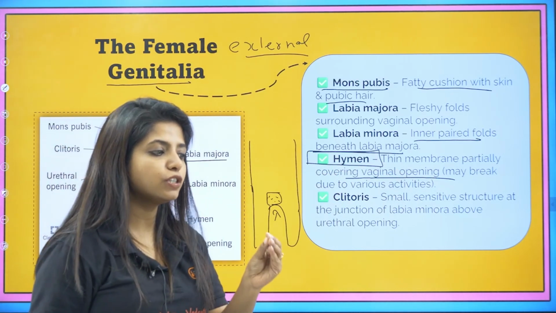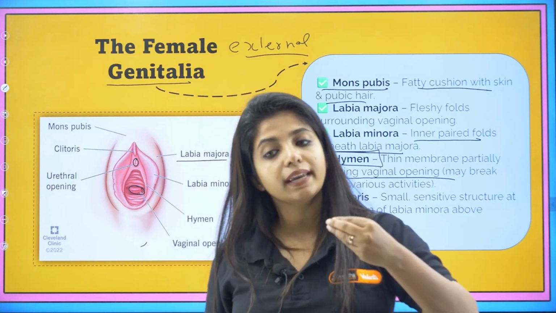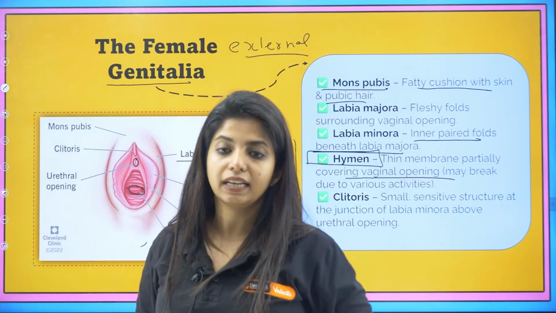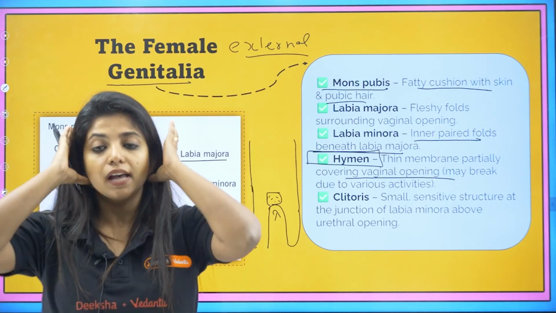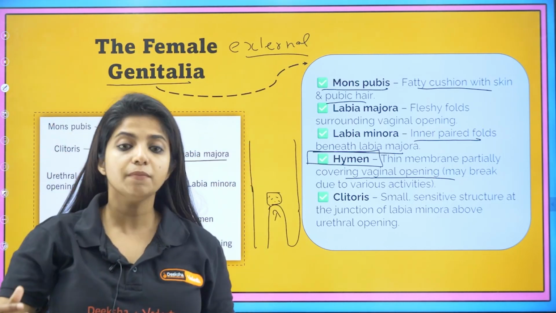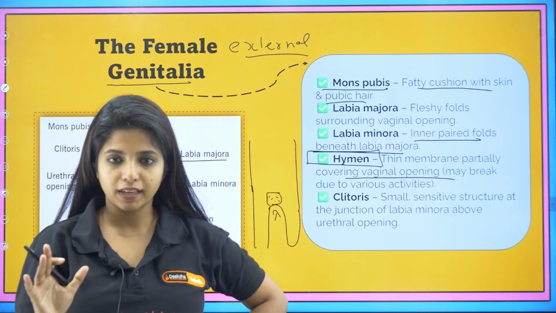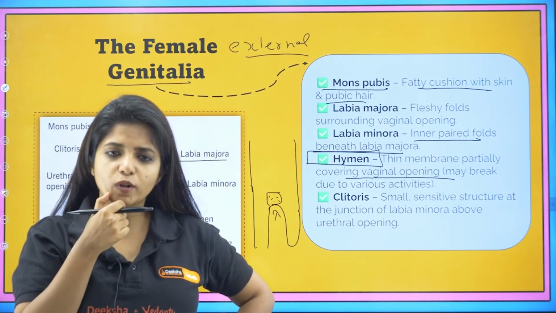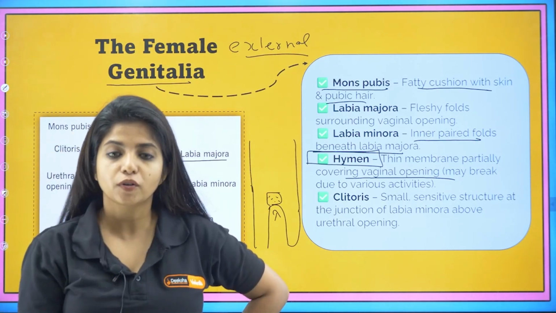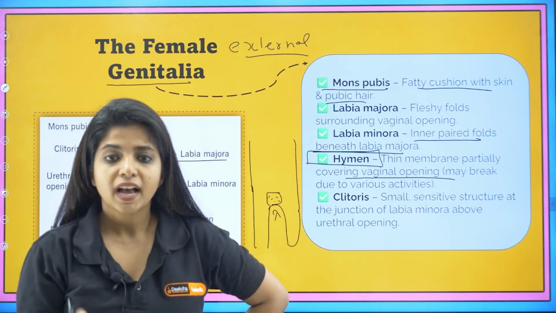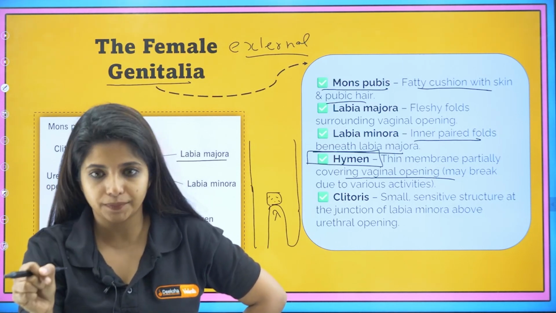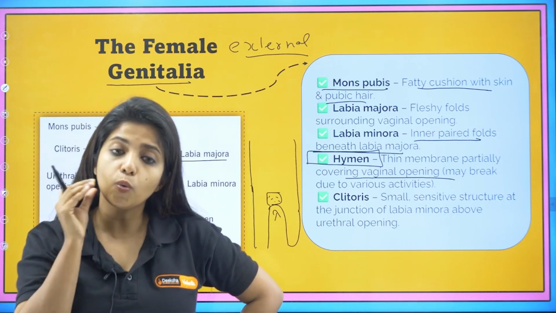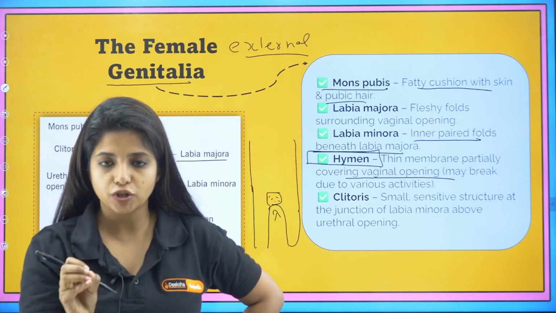For example, a person who does horse riding, or a person who is very active in physical activities like exercising or sports, there are high chances that the hymen might be torn. People initially, long back, and some people even now, since they do not have much knowledge about it, think that hymen is a sign of virginity and it only breaks during sexual intercourse.